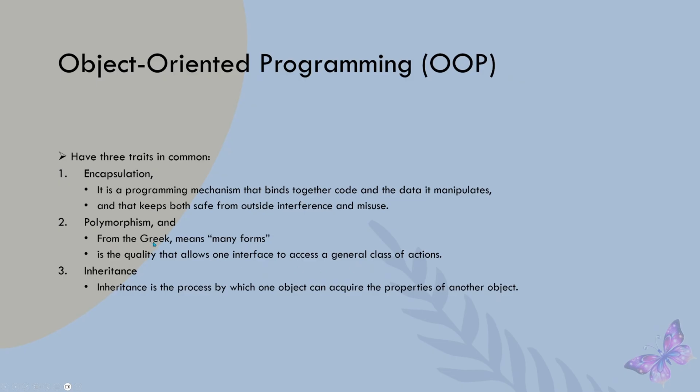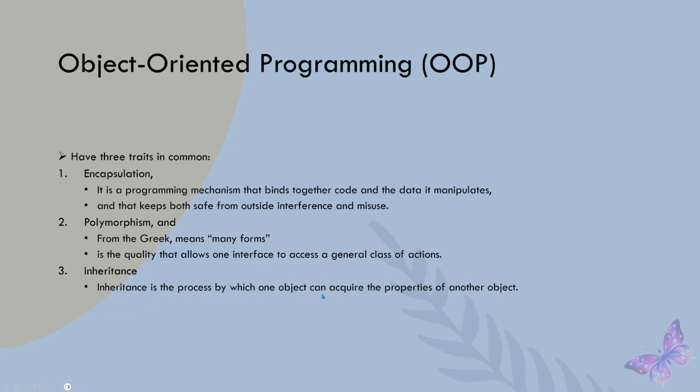Polymorphism. What is polymorphism? In Greek, it means many forms. It is the quality that allows one interface to access a general class of action. So polymorphism and inheritance, we will look into later on, but for now we will only concentrate on encapsulation. We will also look into an encapsulation example, but before that you also need to understand what inheritance means.